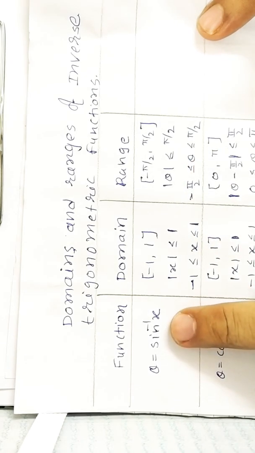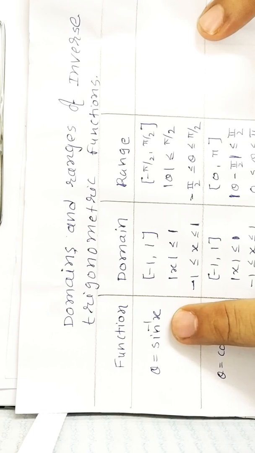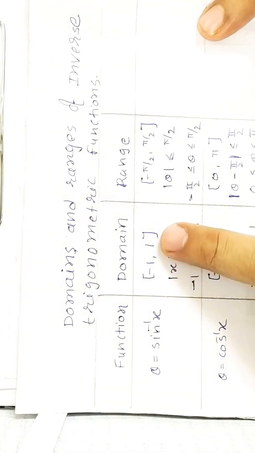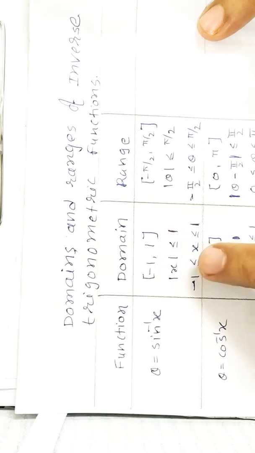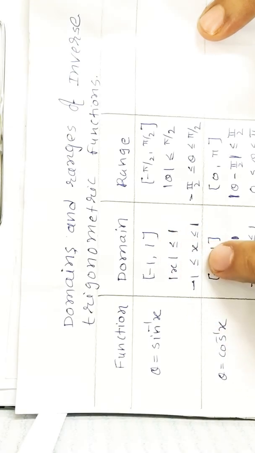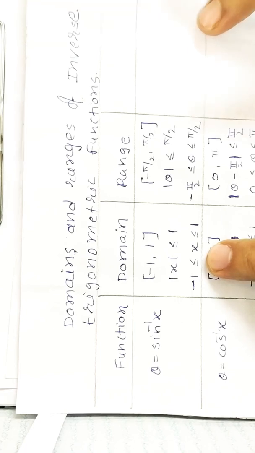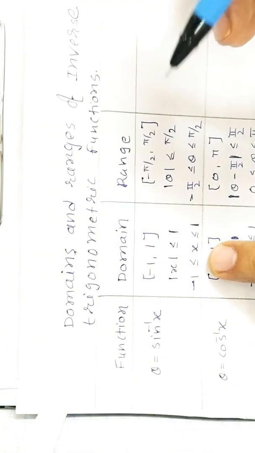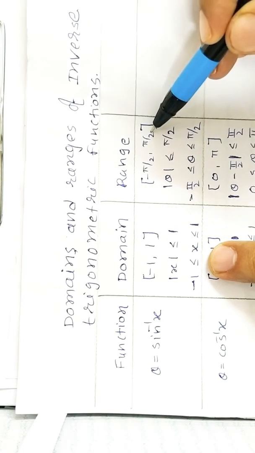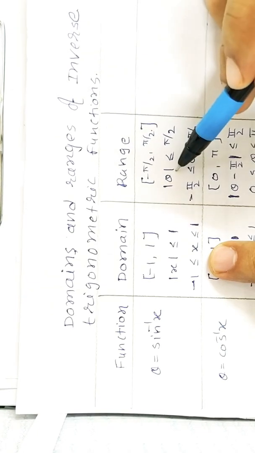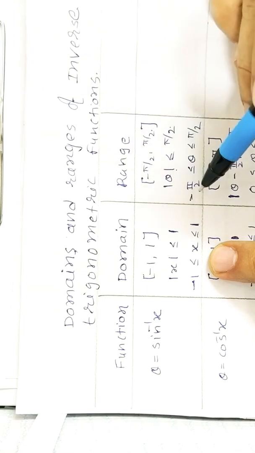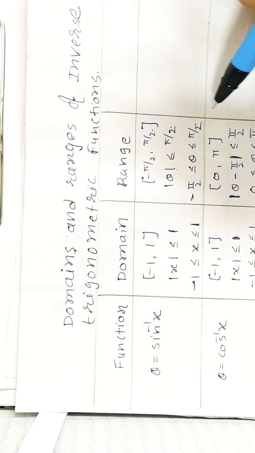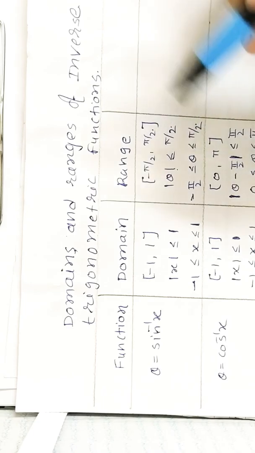For example, sin inverse x. The domain of sin inverse x is minus 1 to plus 1. It is in interval form, it is in modulus form, and it is in inequalities form. Minus pi by 2 to plus pi by 2, mod theta less than or equal to pi by 2, minus pi by 2 to plus pi by 2. So this is the range of sin inverse. We can explain in 3 ways.